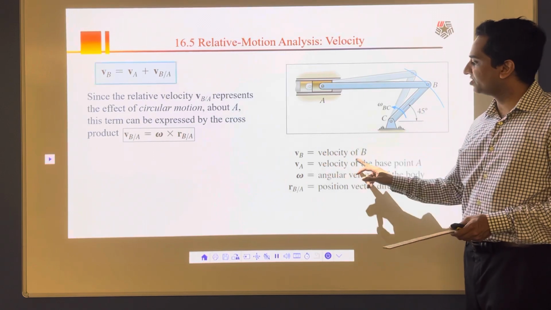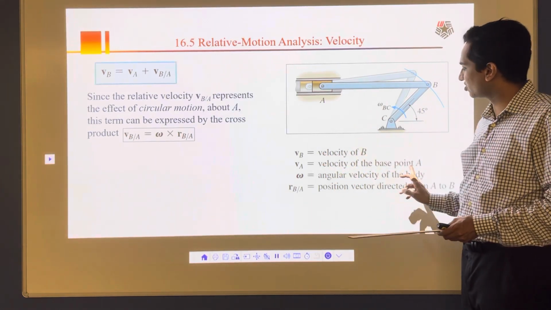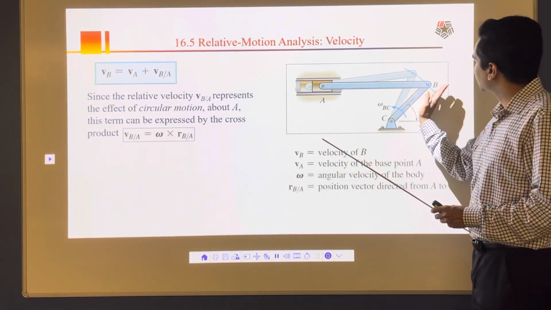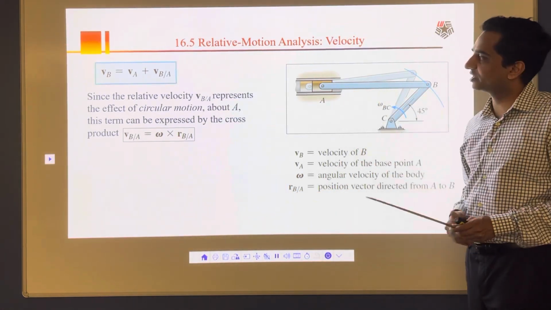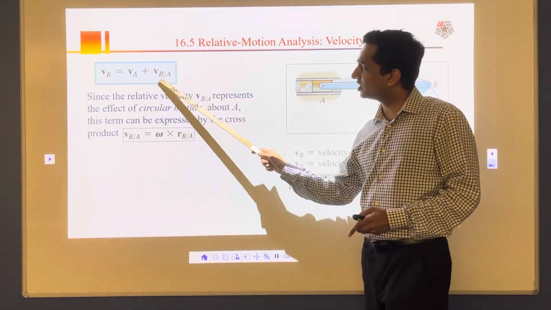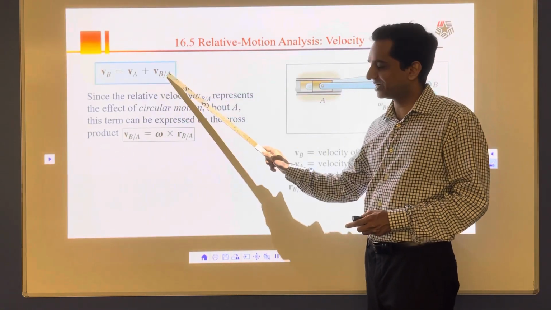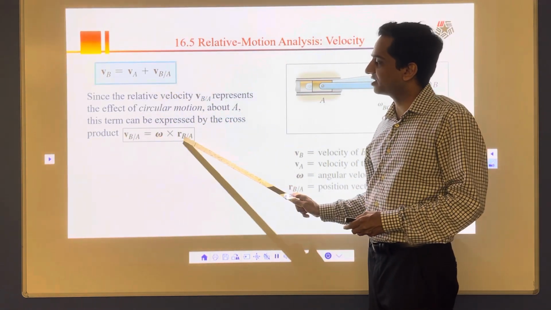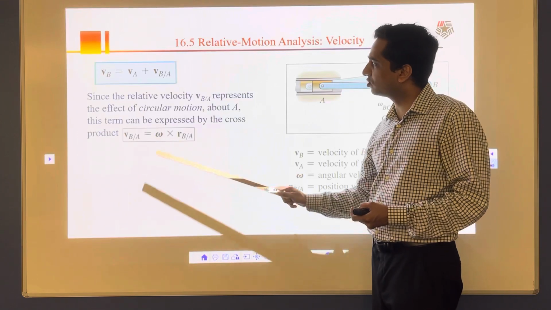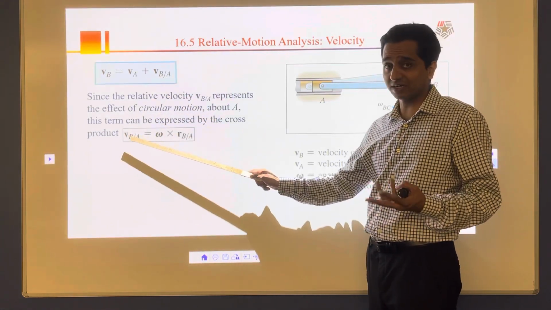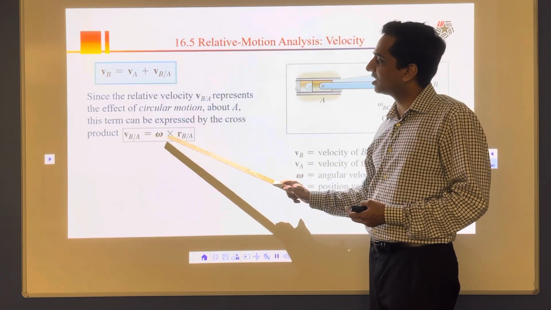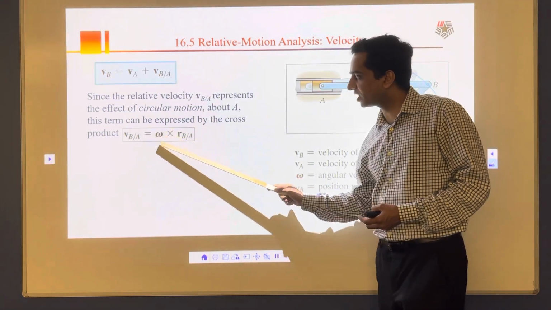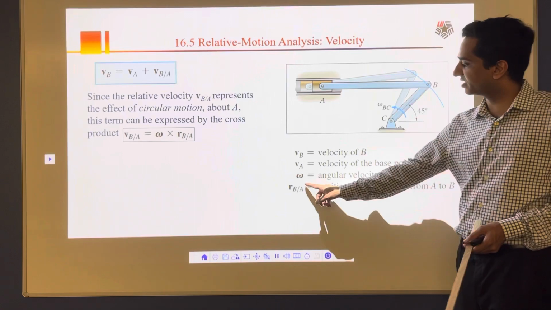So here VB is velocity of B, VA is velocity of A, omega is angular velocity, and RB by A is a position of B with respect to A. And here this VB by A, I can rewrite it as omega R. So V is equal to omega R, that's what we know. So here VB by A is a vector, so I'm going to write it down as VB by A is equal to omega cross RB by A, and omega and RB by A I can get it here.